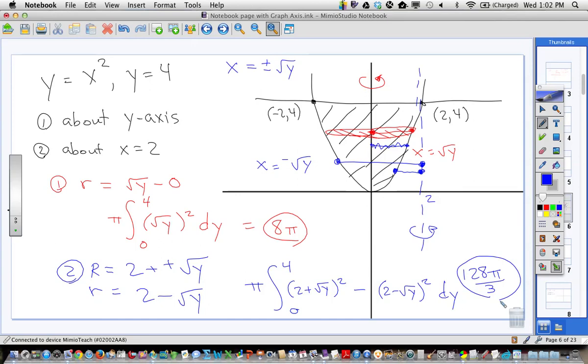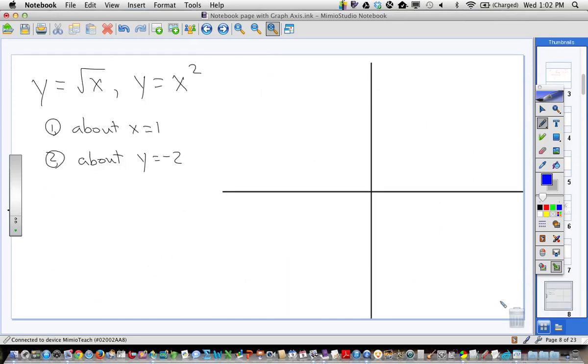All right. So now you guys try this region right here. First, you're going to revolve it about x equals 1, which is a vertical axis of revolution, which means you'll have horizontal strips. Then you're going to revolve it around y equals -2, which is a horizontal axis of revolution. So you'll have to have vertical strips for that one. So you have to keep those straight. Okay, let's try those.